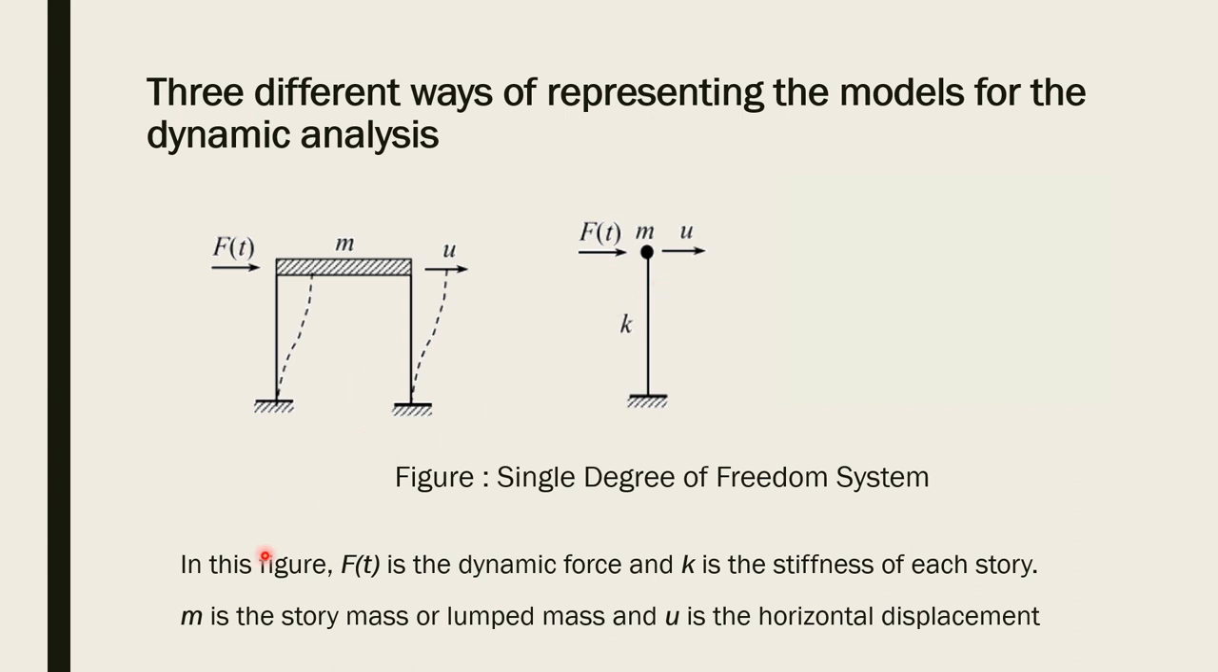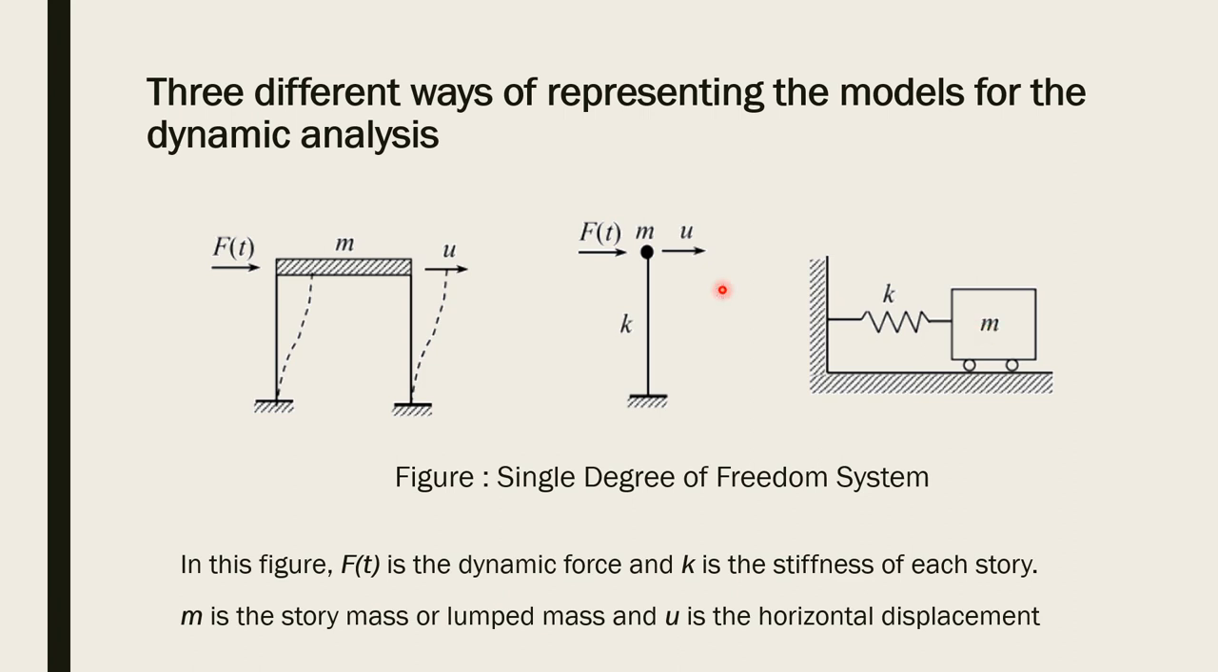In this figure, Ft is the dynamic force, which will act horizontally, and K is the stiffness of each story. Column stiffness of this, column stiffness of this combined is equal to K. M is the story mass or lumped mass, and U is the horizontal displacement. Now there are 3 ways, first way, second way, and third way.